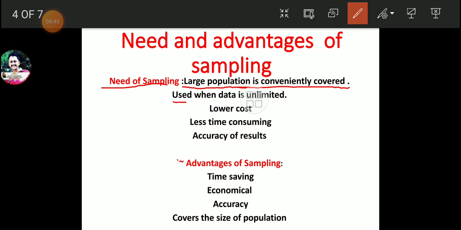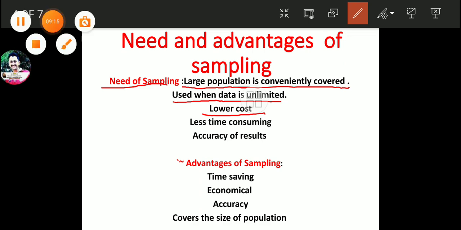Usually when data is unlimited, we have to use the sampling method. Again, cost is very less. It is not necessary to reach every individual of the population, but only a few select ones, which is very easy to reach. So we may spend less money on that.